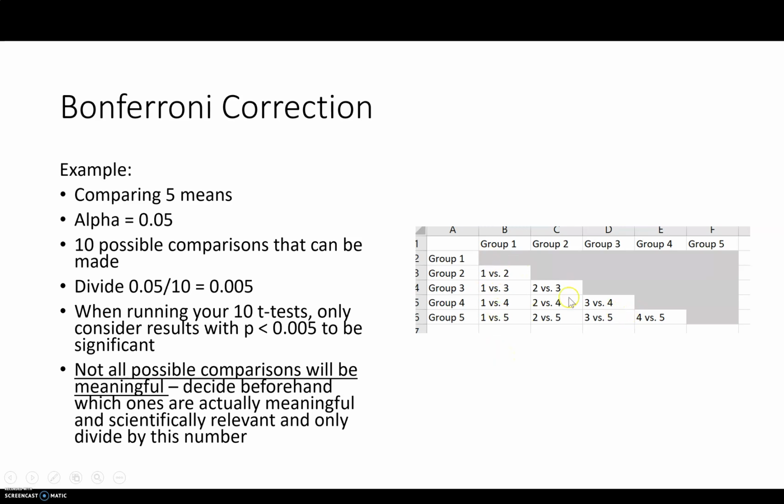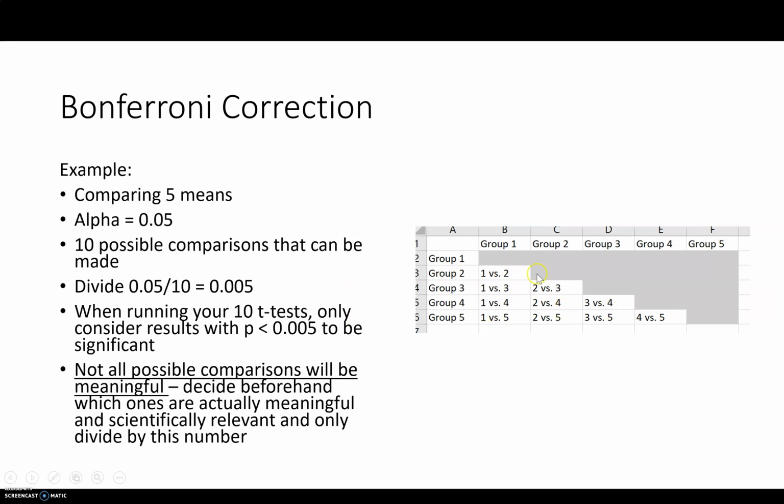Now, not all of these may be meaningful, so you may not want to do all 10 in this case. For example, maybe group 1 is your control group, and then you've got these 4 different treatments, and you just want to see which, if any, of these treatments are significantly different from the control. You may not want to compare all the treatments with each other. You just want to know if they're different from the control group. So you would only do these 4 comparisons in this case.